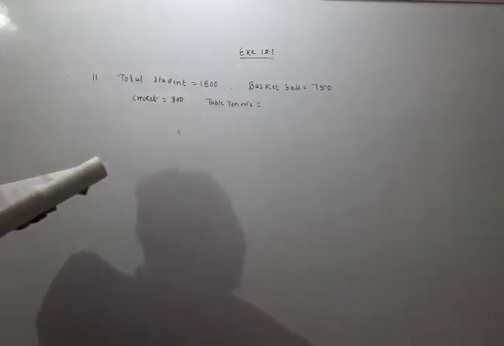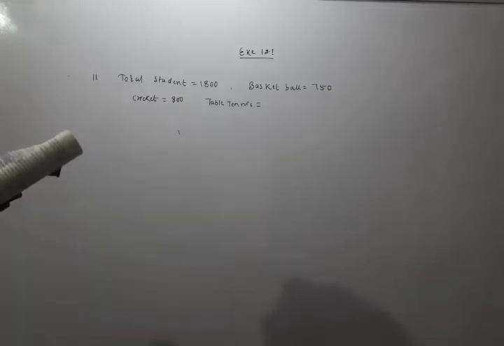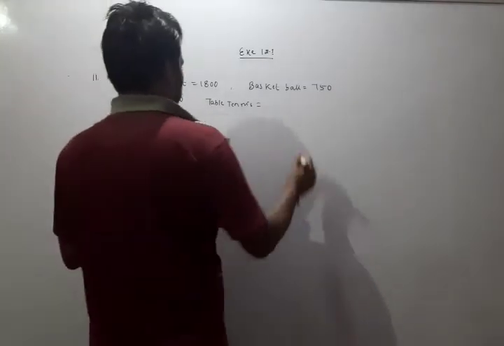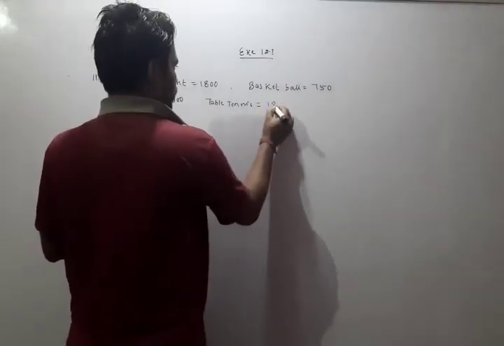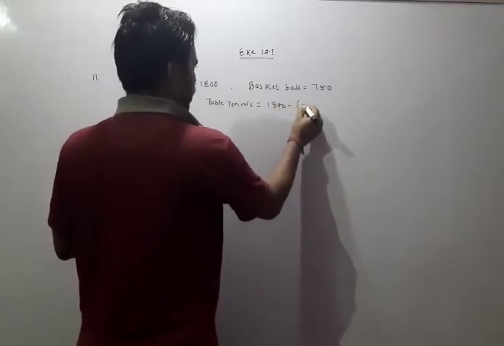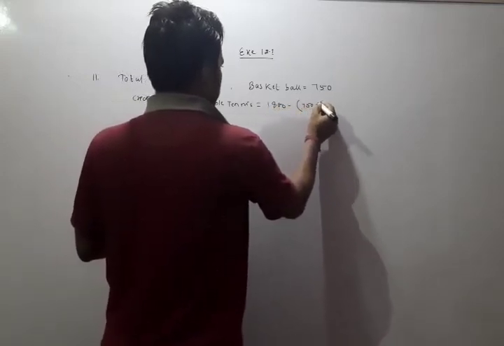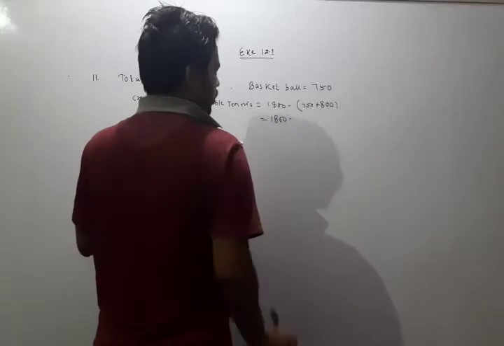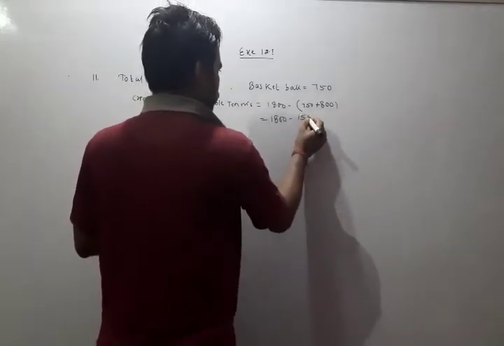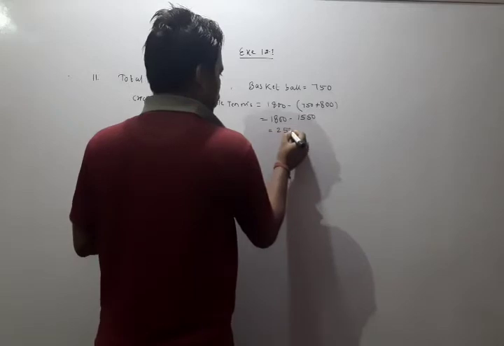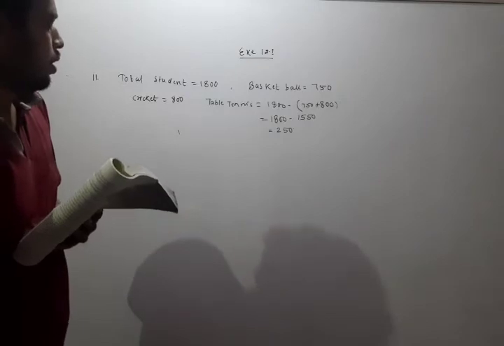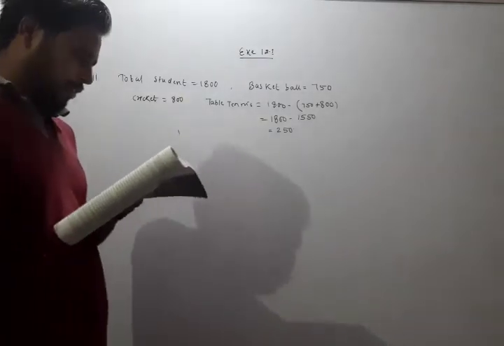So now the number of players who have chosen table tennis will be given by total number of students minus those students who have opted basketball and cricket. So table tennis will be 1800 minus bracket 750 plus 800. 1800 minus 1550 will be 250. So the number of table tennis chosen by students is 250.